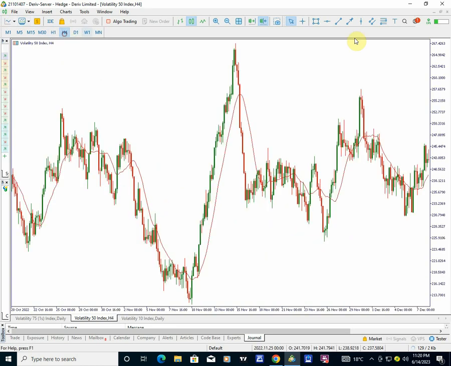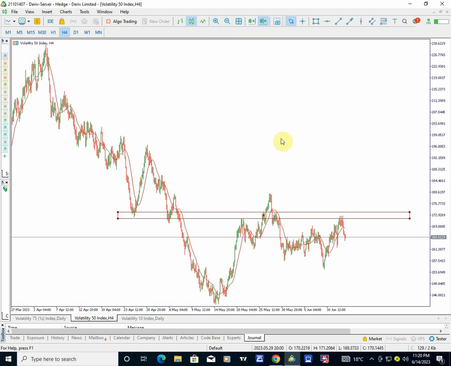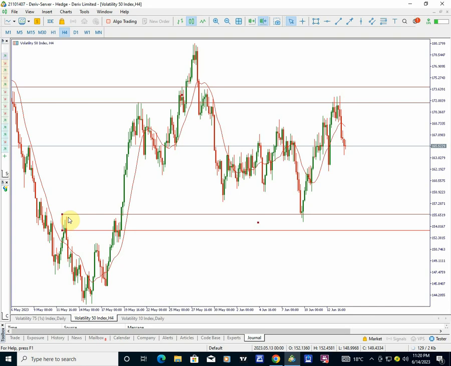So let me go on a 4 hour. It might look good on a 4 hour, and then I can identify key zones again right here. As you can see, you can identify as many as possible. I'm also going to take this one. Why am I taking this as a key area? This was a resistance here, then a support here.